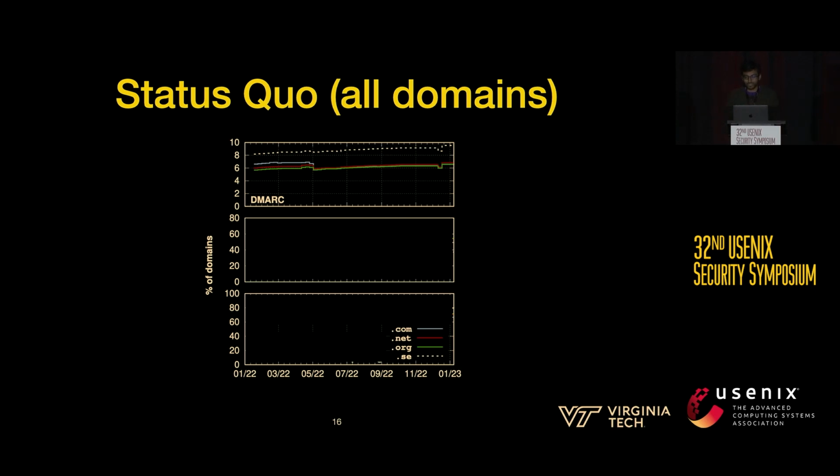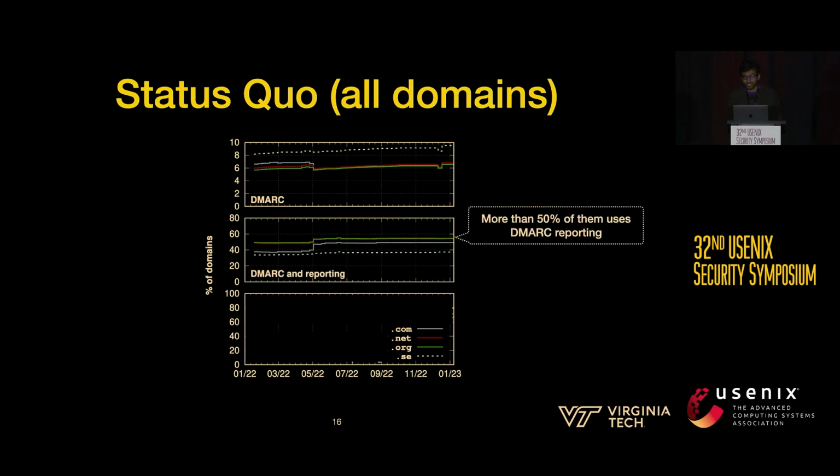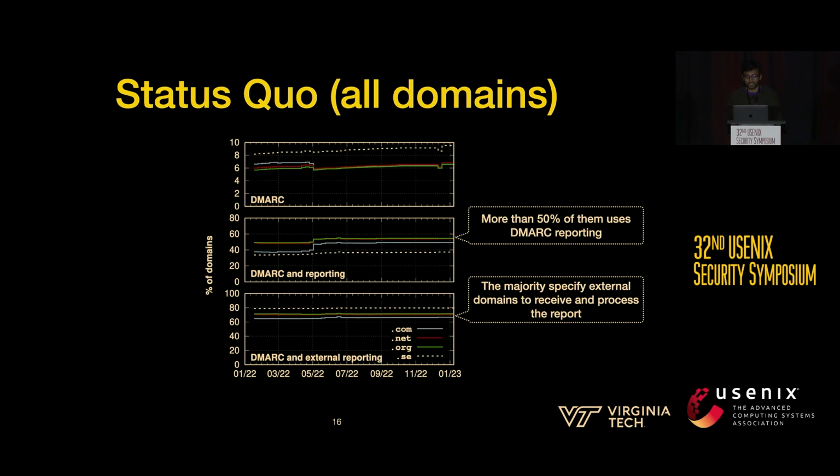So the top graph shows the DMARC deployment ratio among these domains, which is about 8% and on the increase, as we can see. The middle graph shows that more than 50% of the DMARC-enabled domains have a reporting address in the DMARC record, and the bottom one shows the majority of those DMARC-enabled domains actually use external domains to receive and process the report.